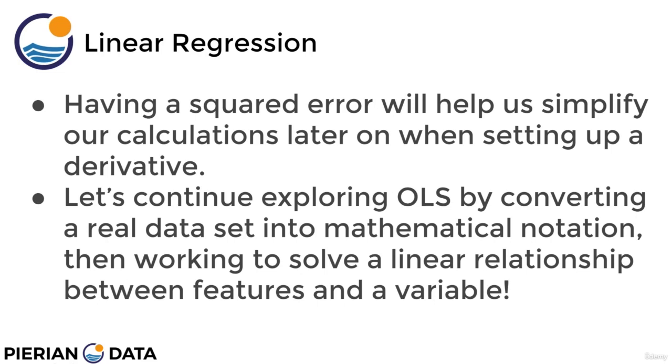What we're going to do is continue exploring ordinary least squares by converting a real data set into mathematical notation. And then later on, we'll see that we'll have to move beyond just simple ordinary least squares to talking about things like cost functions and minimizing them with a gradient descent. So that will help us work to solve a linear relationship between features and a variable.